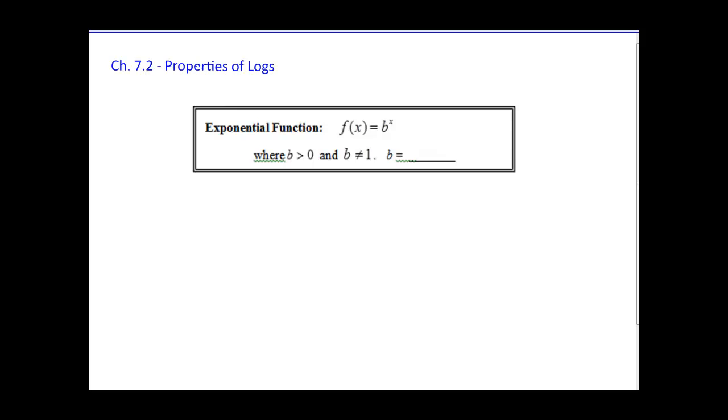Property of log. Welcome back. So, exponential function f of x equals b to the x, where b is greater than 0 and b is not equal to 1. We know that b is, remember, the multiplier, or it is also called the base.